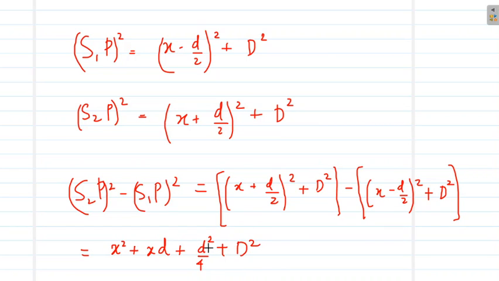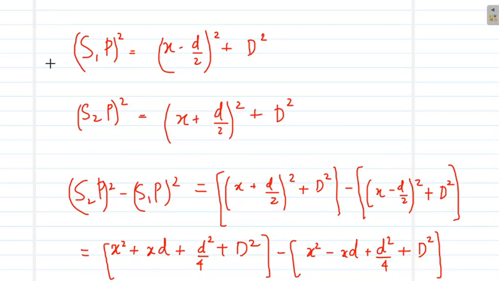So that is the a plus b the whole square expansion, plus the other term, which is d square, minus x square minus xd. 2 into x into d by 2 is xd, plus d square by 4 plus d square. So these are the terms in the second bracket. So when we take the difference, many of the terms will cancel out like this.